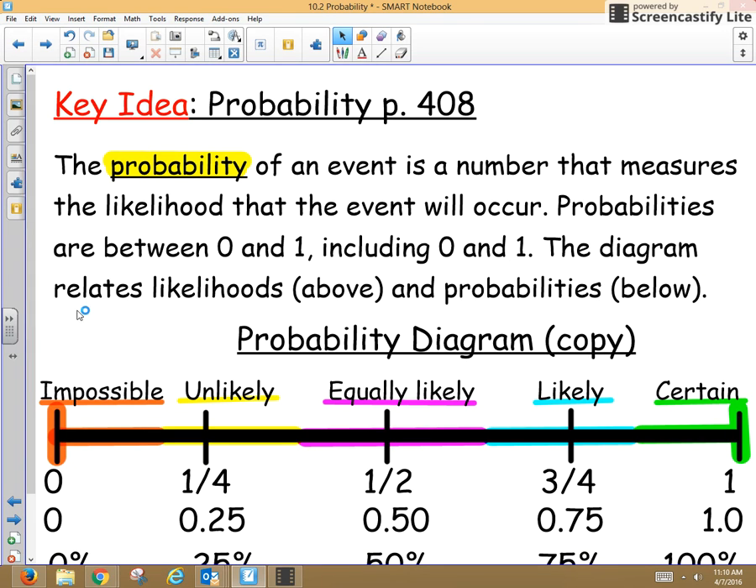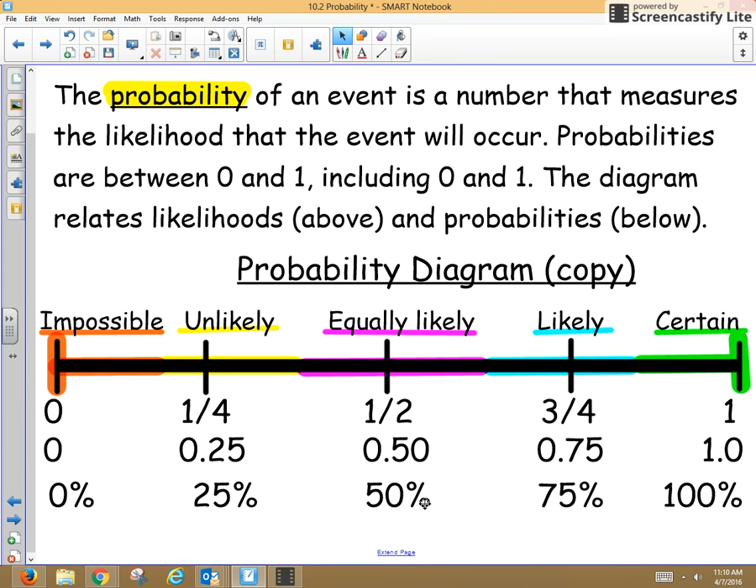The diagram below relates the likelihoods, and the likelihoods are shown here above, and the probabilities are the numbers, and those are shown below. I would like you to write down and copy this probability diagram. So I'd like you to draw a number line between 0 and 1.